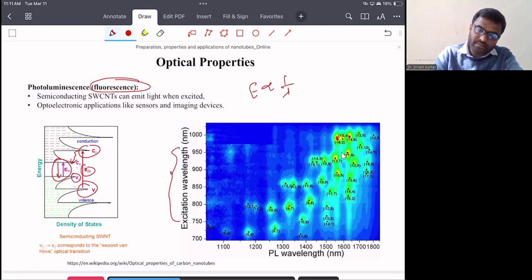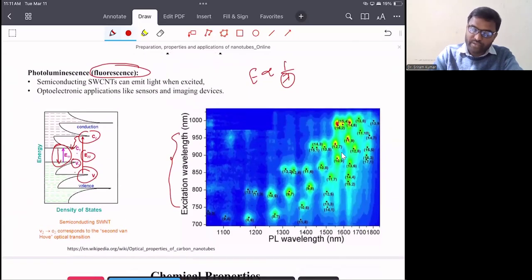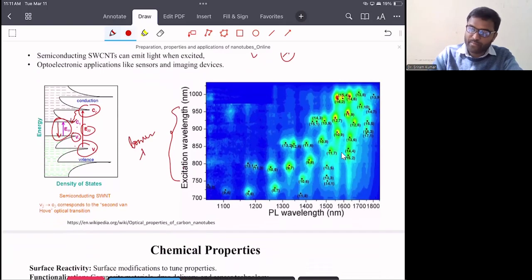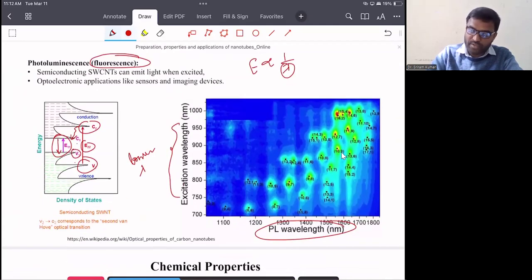So if you have higher energy, that means lambda is smaller, and if you have smaller energy, that means you have a higher lambda. So the excitation wavelength should always be the lower wavelength, and the photoluminescence should be at the higher lambda. If you have a higher lambda, then the energy level is lower, and if you have a lower wavelength, we have a higher energy level.